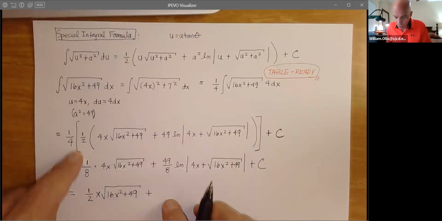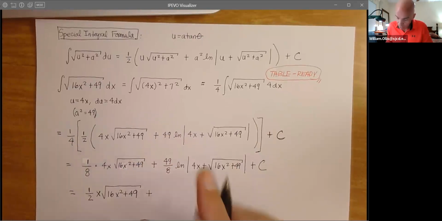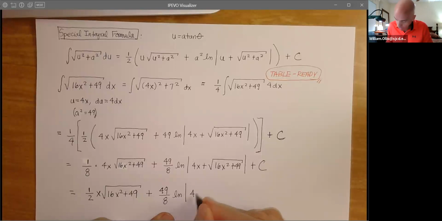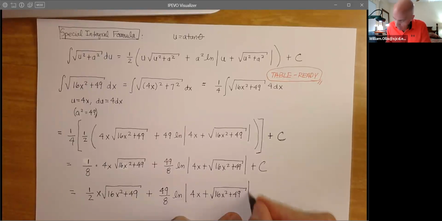So here we've got the 1/8 times the 4. That gives us the 1/2, the x, the radical, and then the 1/8 times the 49, which gives us 49 over 8, natural log of 4x plus the radical 16x squared plus 49, plus a constant.